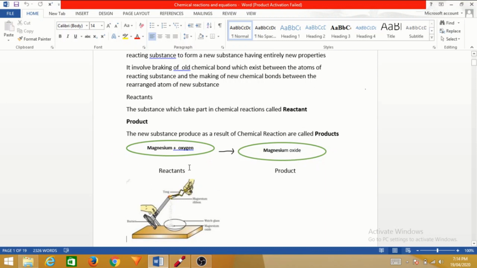Like you can see in this example, magnesium and oxygen react with each other to give magnesium oxide. Here, magnesium and oxygen are reactants and magnesium oxide is the product. So this is a chemical reaction. Basically, today we will discuss the types of chemical reaction. So, let's come.